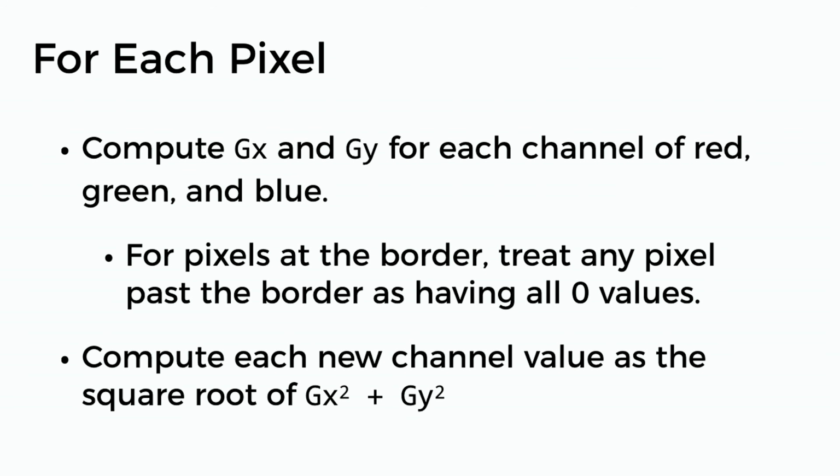Once you've computed these gx and gy values for each of red, green, and blue, you need to use those values to somehow compute the total amount of red, green, and blue that should be in the new pixel in the resulting image. So to do that, we're going to use this formula. You're going to compute each new channel value as the square root of gx squared plus gy squared. So to compute the new value of red for a particular pixel, you're going to compute gx for that red pixel based on the original image, and you're going to compute gy for that red pixel based on the original image, square them both, add them together, and take the square root.